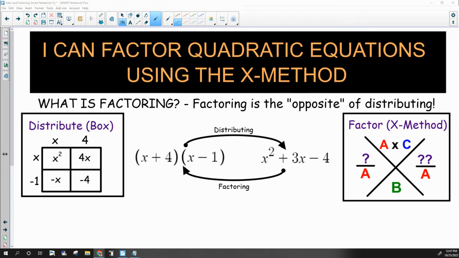Okay, we will be factoring using this method, the X method. There's a million ways to factor. I like this one. This is the one I usually teach. You may have learned it other ways. I learned it by guessing and checking, and it was a nightmare because this method wasn't invented then. So here we go.